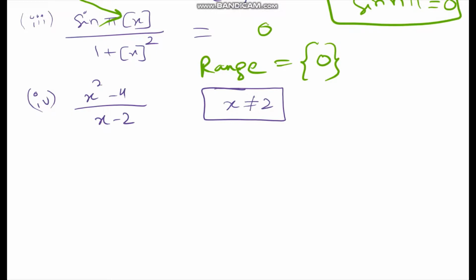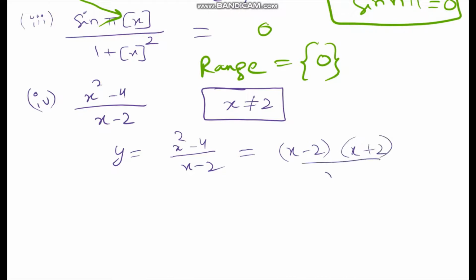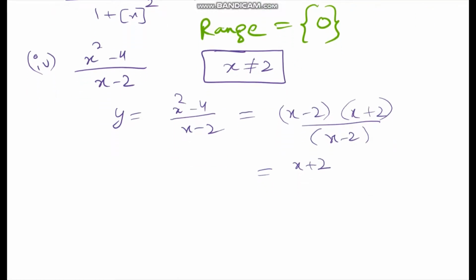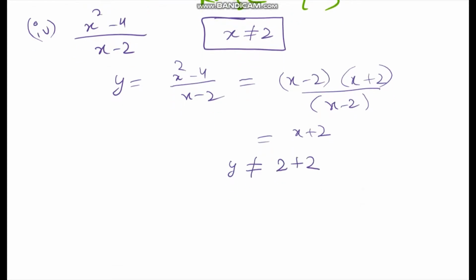And coming to range, y equals (x square minus 4) by (x minus 2), that equals (x minus 2) into (x plus 2) by (x minus 2), that equals x plus 2. But y cannot be equal to 2 plus 2. For x equal to 2, the function is not defined, so y does not equal 4. So range equals, subtract 4 from the real number set, R minus {4}. This is the range.